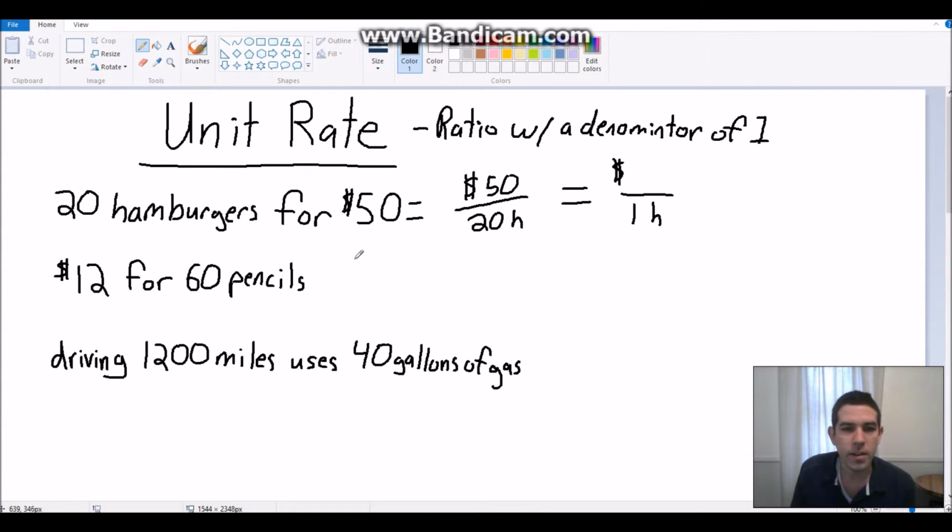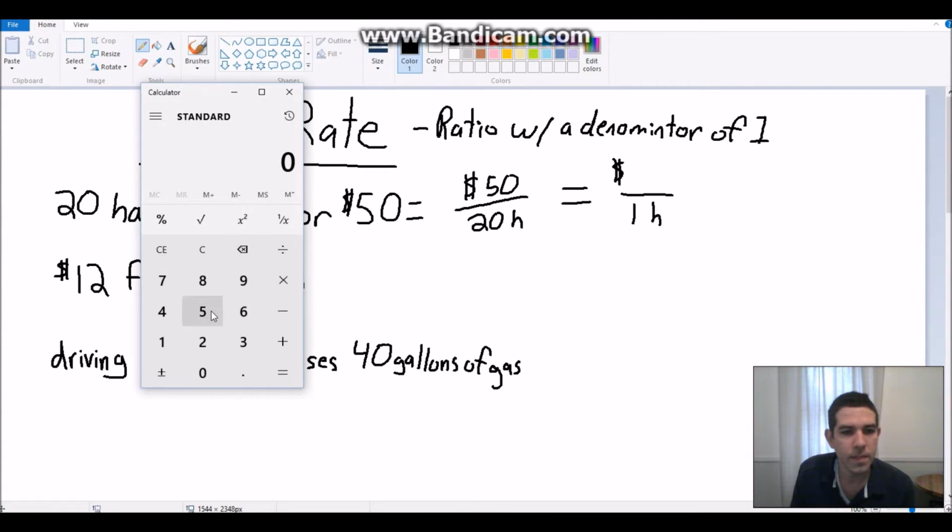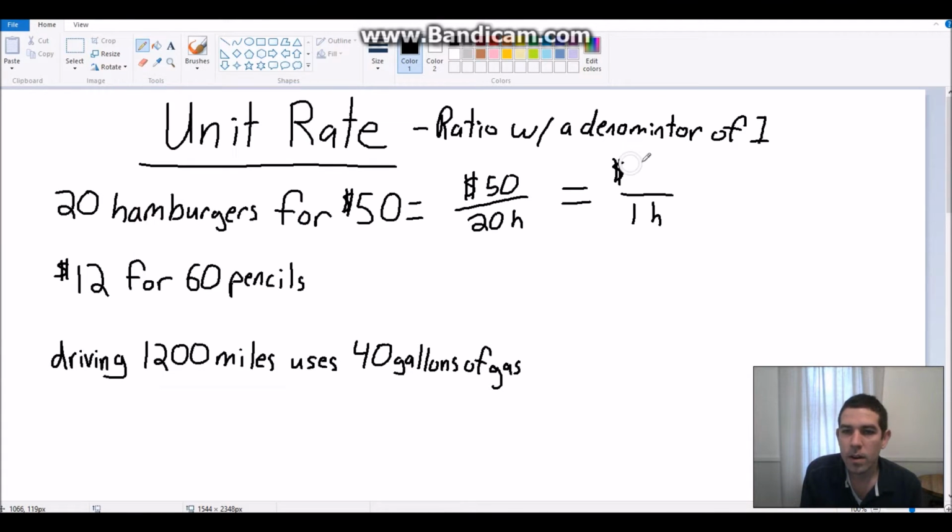Let's use our calculator here and find out that 50 divided by 20 is 2.5. And so we could say that one hot dog costs $2.50. There's our unit rate. We found out that one hot dog is $2.50. Now let's look at this next one.